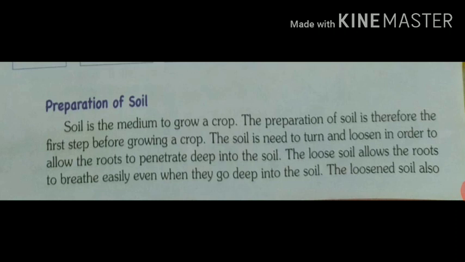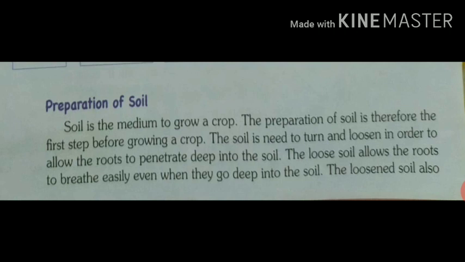In our previous video, we have already started our chapter number 1. We talked about the introduction of the chapter and two types of cropping pattern, and we also talked about basic practices of crop production. In this video, we are going to explain the activities of basic practices of crop production one by one. So let's start basic agricultural activities. So first topic is preparation of soil.